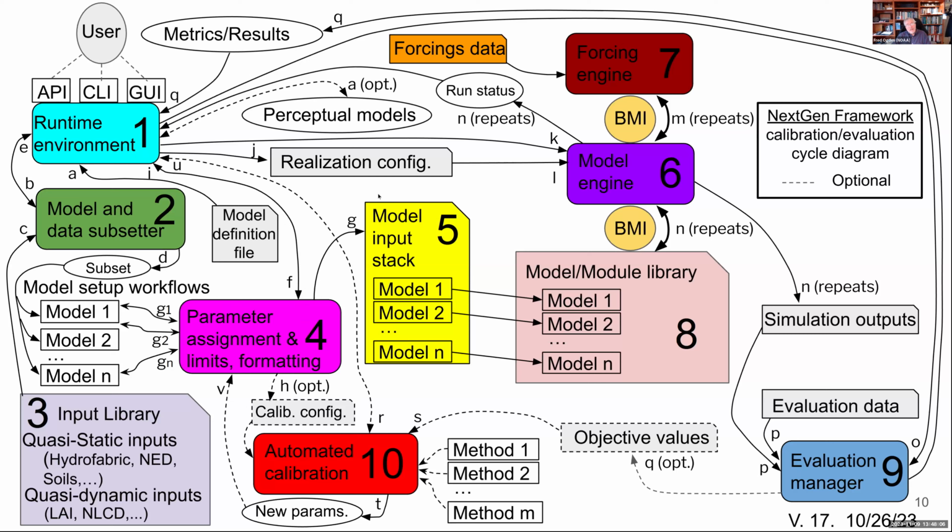After that's done, the model input stack exists. The models are ready to run. The runtime environment, with arrow J, creates a realization configuration file that we'll talk about in a moment. And then it calls the model engine, tells it you're going to run, and here's where you find your realization config file. The model engine reads the realization config file with L, and it now knows which models it's going to run, which forcings it's going to use.